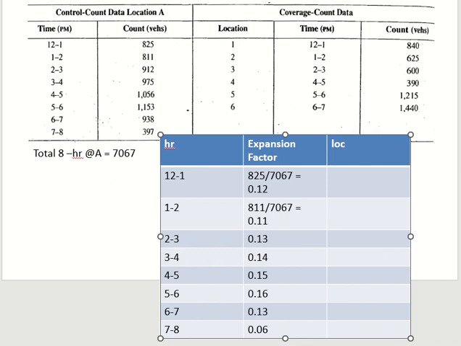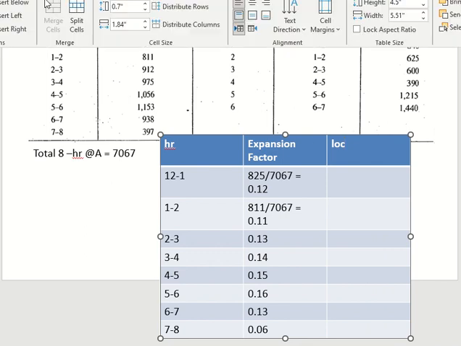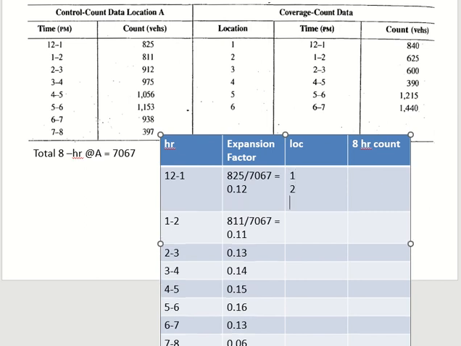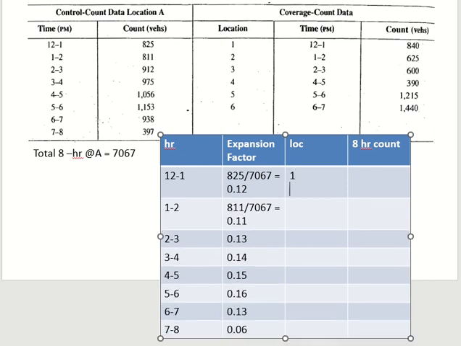So I will write location here, then I will write the 8-hour count for each location. Location 1 was taken between 12 to 1. So this is location 1, then 2, then 3. Sorry for that. 3 to 4, I don't have any data. See here, 3 to 4, there's no data. So I skipped this hour. Put 4 here, 5 here, and 6.